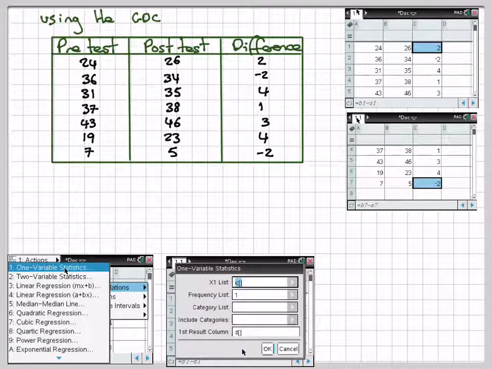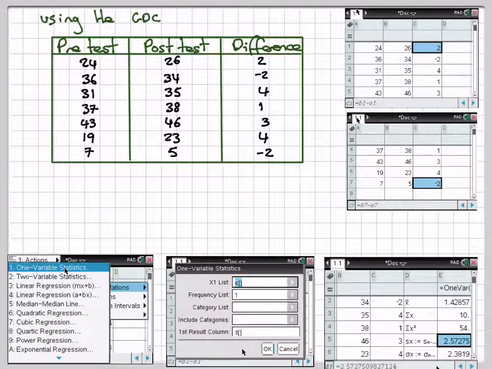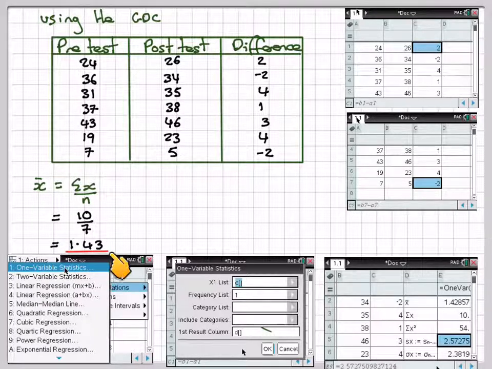So that's the screenshots of what we just done. Okay, we should put some working out. So x bar is sigma x over n. So we can get that sigma x, and we know there was 7 in the sample. So put in the information, 10 over 7, which gives me 1.43, correct to 3 significant figures.